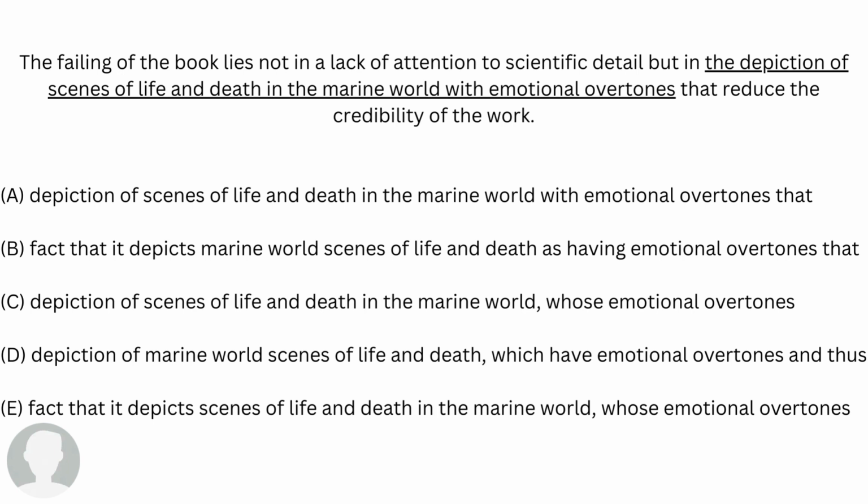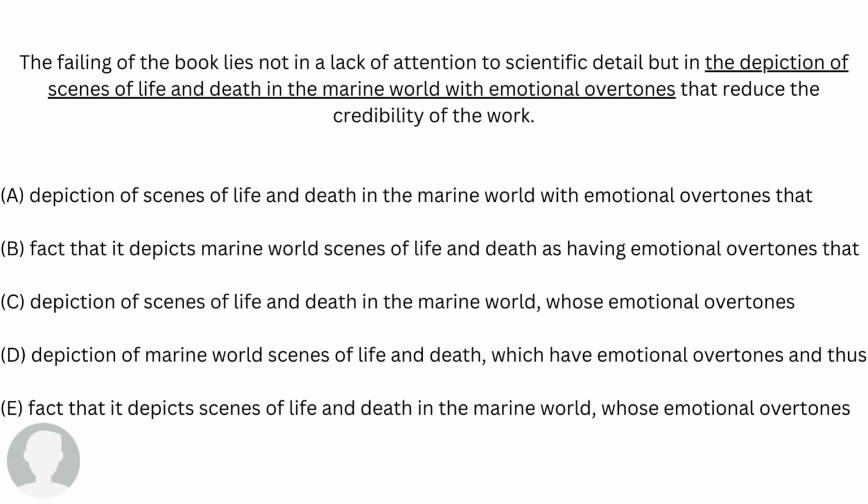So, overall, the sentence makes grammatical sense, but let us negate the other sentences and come back to the conclusion of the best answer. All right. So, first, depiction of scenes of life and death in the marine world with emotional overtones. This is no change, just like the original phrase. Second, fact that it depicts marine world scenes of life and death as having emotional overtones.